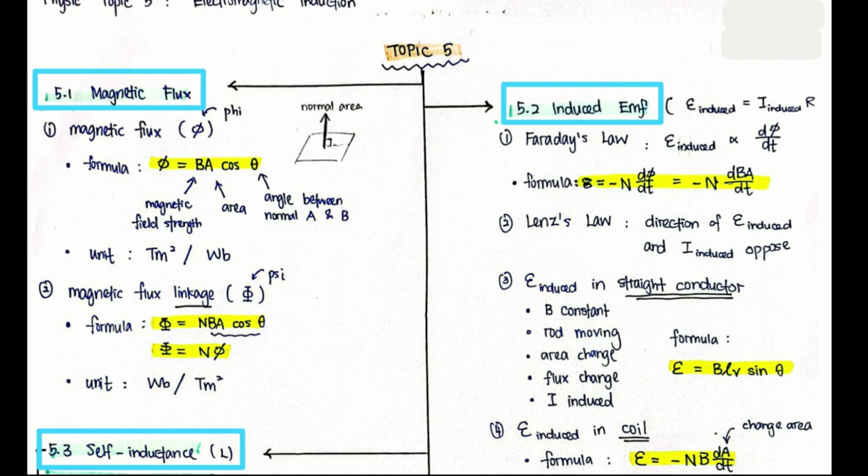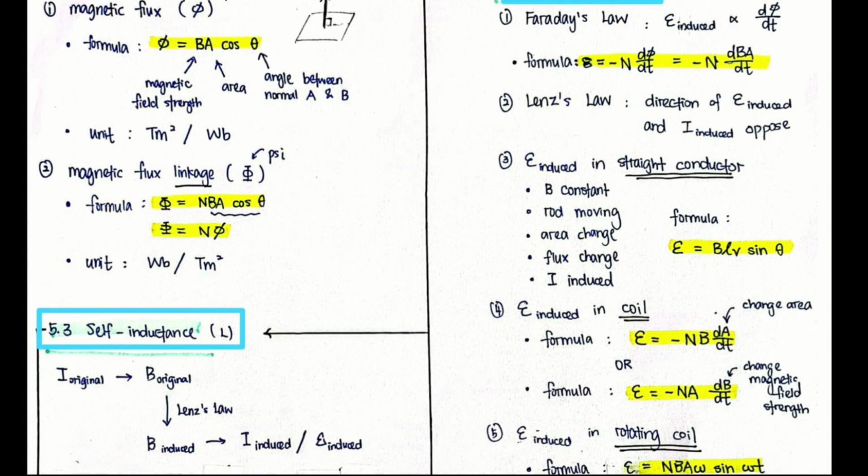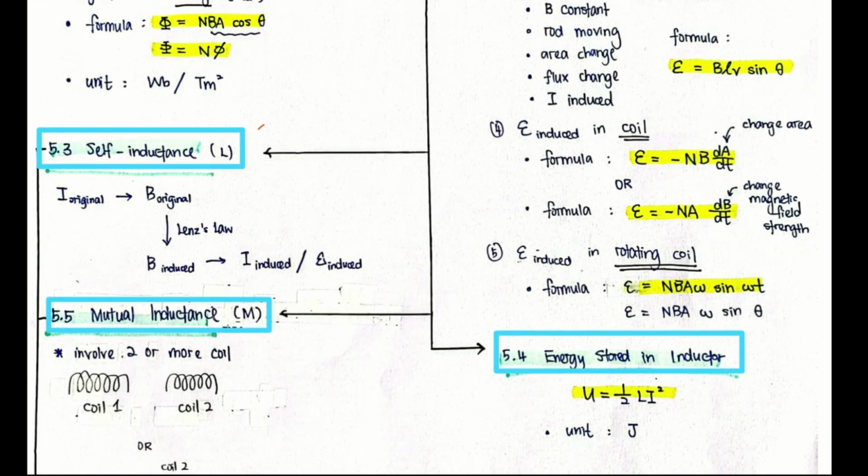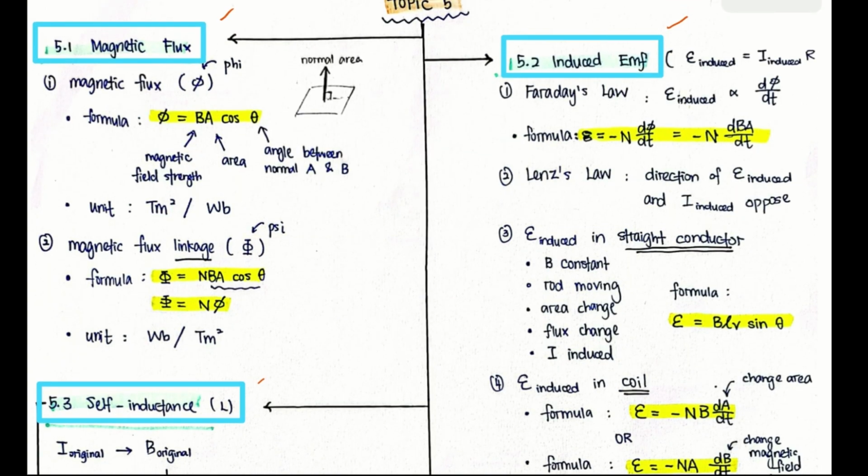Doing chapter summary for chapter 5, Electromagnetic Induction. For this chapter, we have 5 subtopics. We start with magnetic flux, induced EMF, self-inductance, mutual inductance, and the last one is the energy stored in an inductor. The first subtopic is magnetic flux.